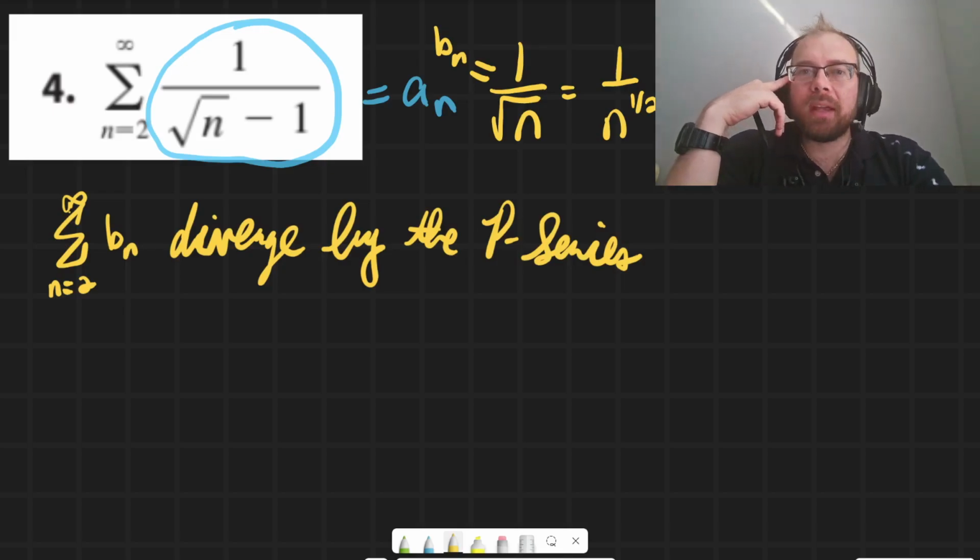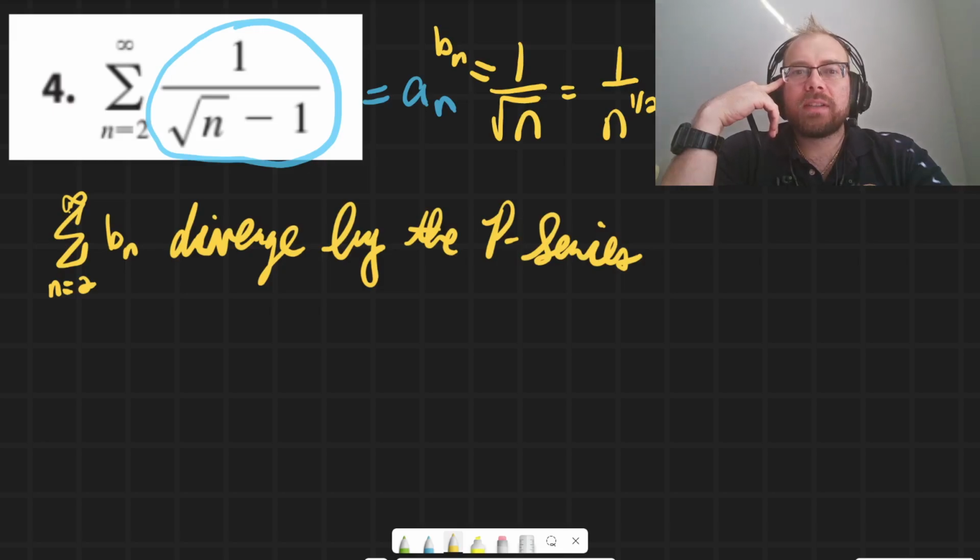So the A sub n is going to be a larger series. It's the larger of the two. A is bigger than B. So if the series that's smaller diverges, then the larger one will have to diverge as well.